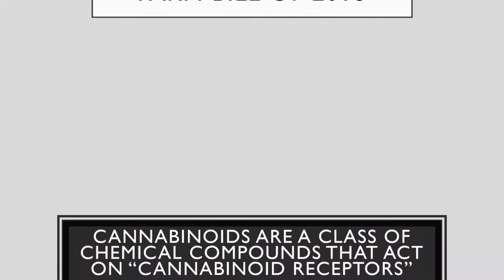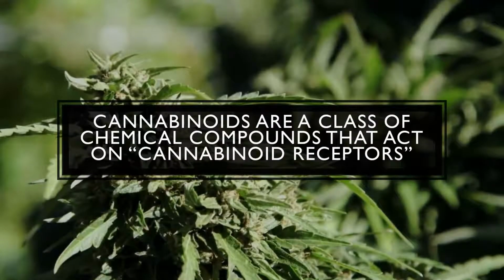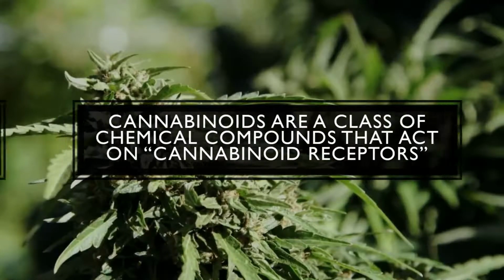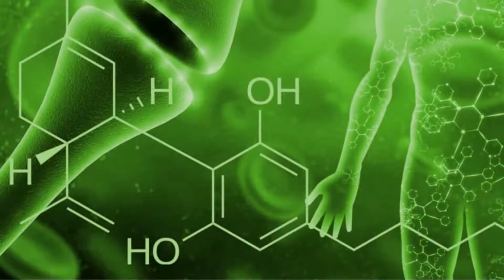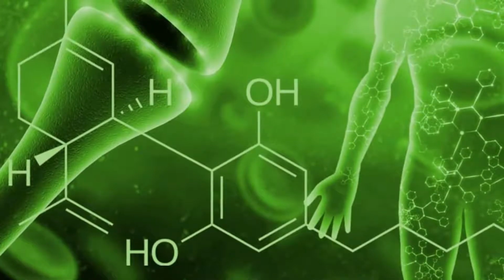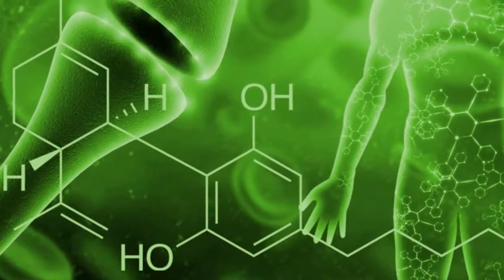Let us revisit the definition of a cannabinoid: a class of chemical compounds that act on cannabinoid receptors. So, what are cannabinoid receptors? Well, what are receptors? Let's take a closer look. Let me just ask you for a moment, why is marijuana intoxicating? Has anyone ever thought about this? How does it get somebody high?